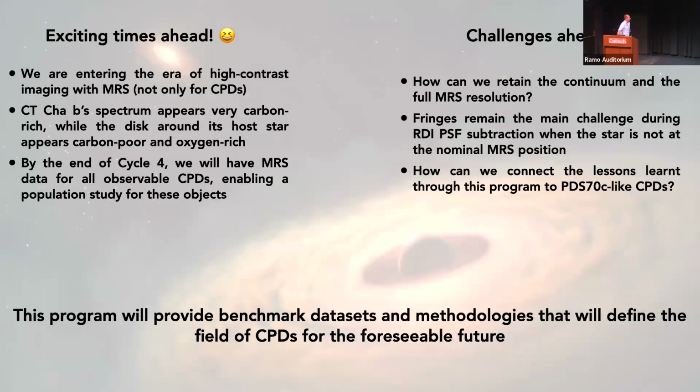With this, I'm ready to leave you with my conclusions. So I think we are entering an era of high contrast imaging or high contrast spectroscopy with the MRS. And today we focused on CPDs, but actually this is valid also for planets. I know there are several programs that are targeting gas giants in general. We have a dichotomy between CT Cha B and A spectra that we are trying to understand. It has to do something with evolution.